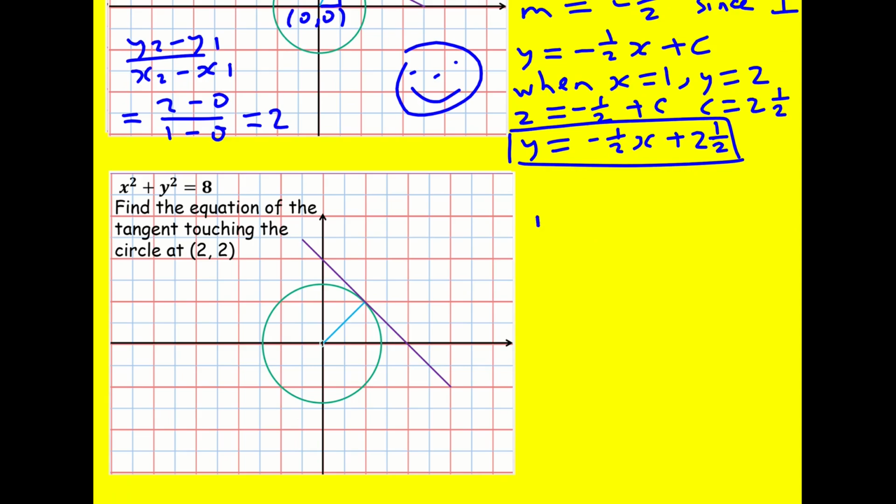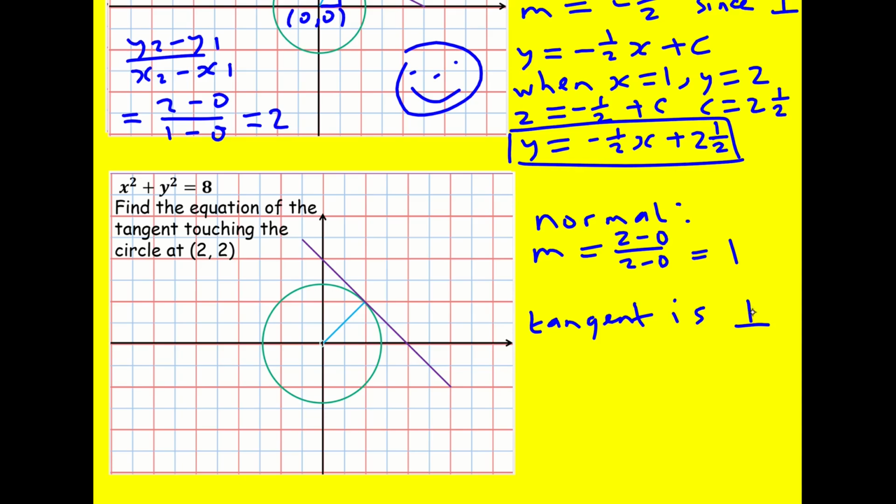Okay, let's do it. I'm going to call it the normal now, just going to call it the proper thing. So m is going to be 2 minus 0 over 2 minus 0. I'm going to imagine I didn't have this sketch. So it's going to be 1. That's going to be the gradient of my normal, or my radius. The tangent is perpendicular. By the way, this is the notation for perpendicular. So m is going to be the negative reciprocal. It's minus 1 over 1, that's just minus 1.